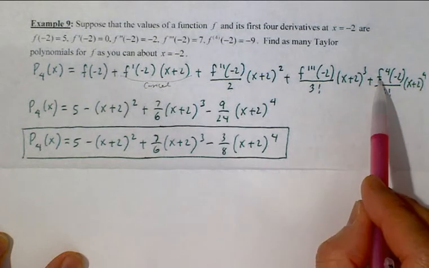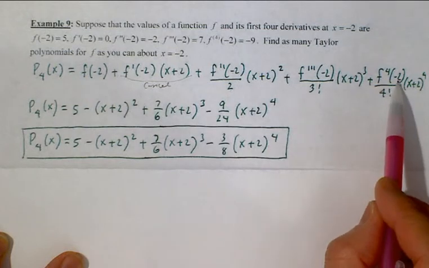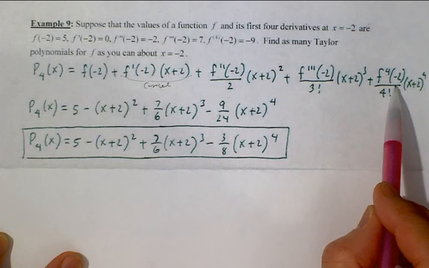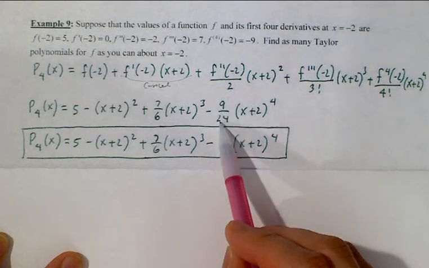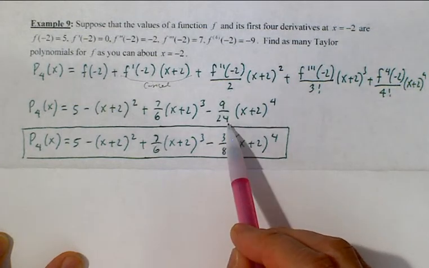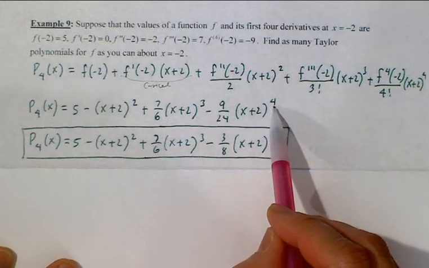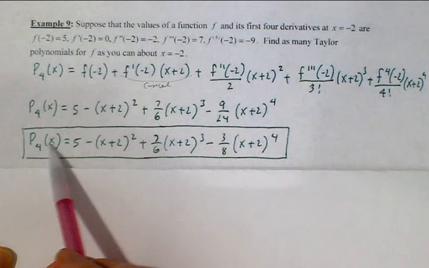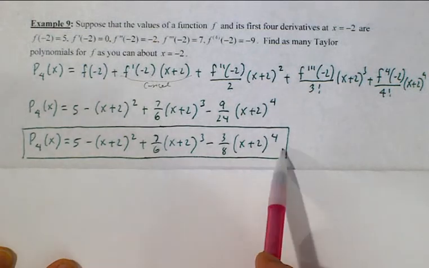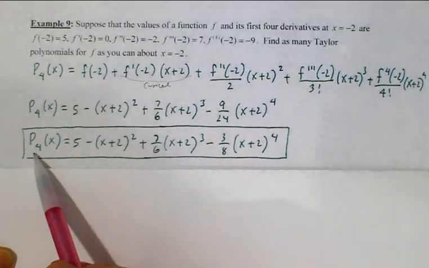And then f, the fourth derivative of negative 2, is negative 9. And so that will be negative 9 over 4 factorial, which is 24. So you get negative 9 over 24 times x plus 2 to the fourth power. So then I just rewrote it and put it all together, and you get this as the fourth order Taylor polynomial.